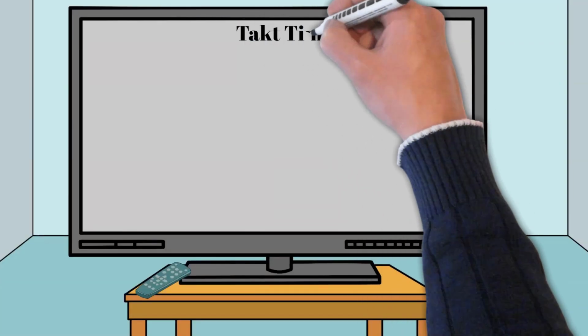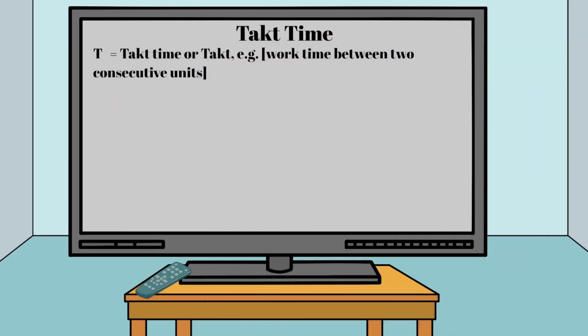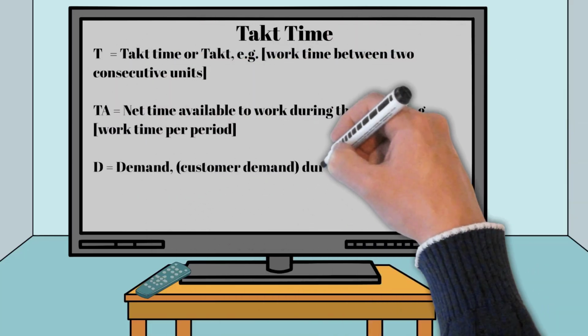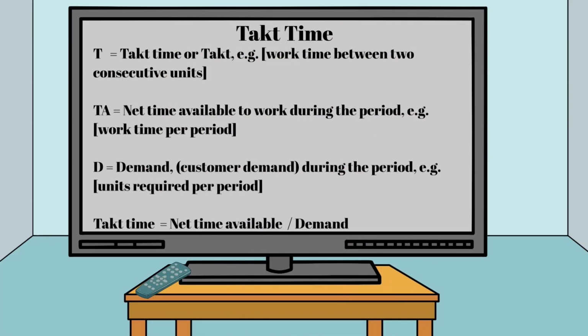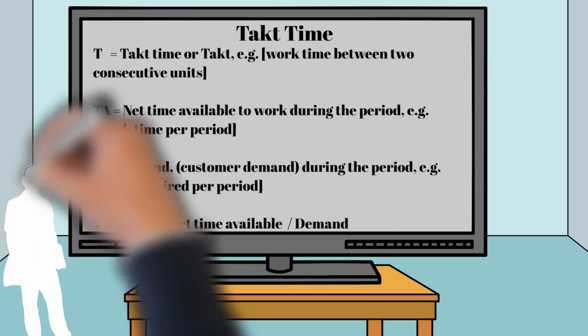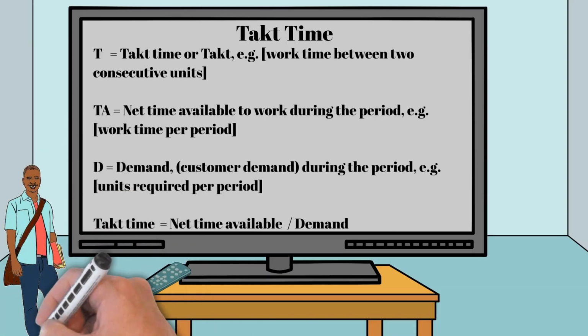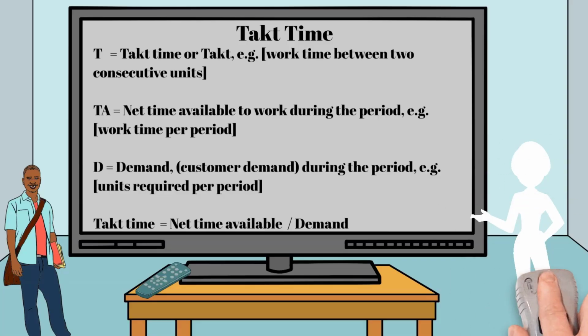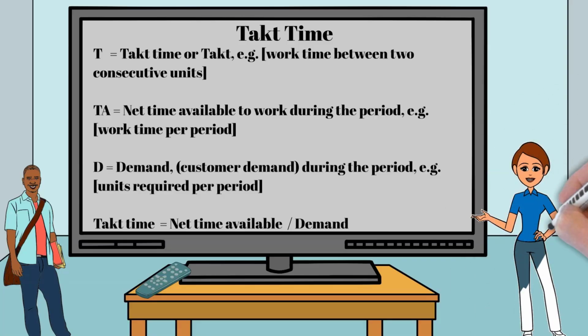In order to analyze production time, we also need to introduce a term of takt time. T is takt time or takt, work time between two consecutive units. Ta is the net time available to work during the period, for example, work time per period. And D is demand, customer demand during the period, for example, units required per period.